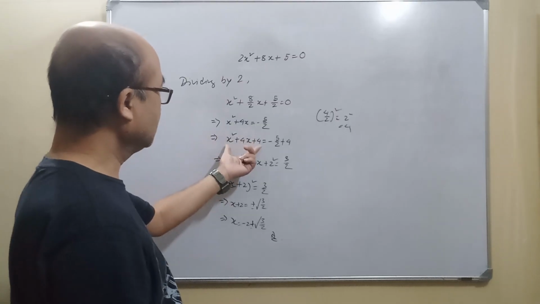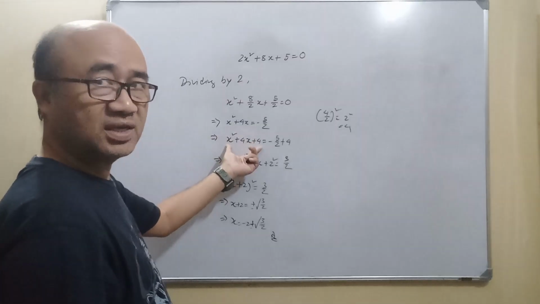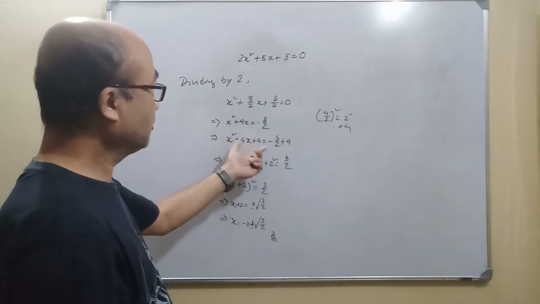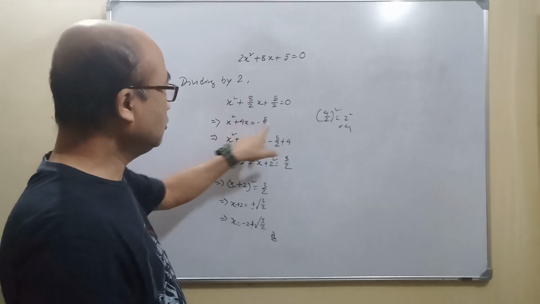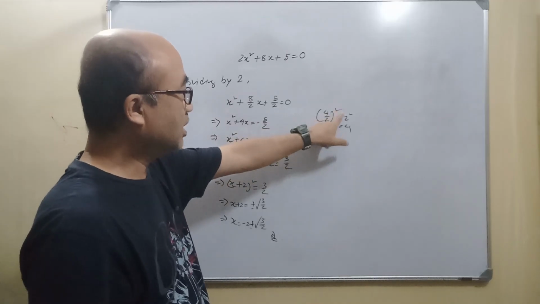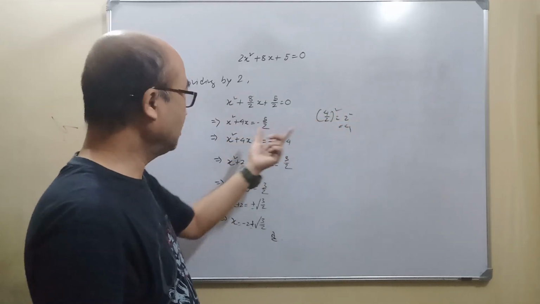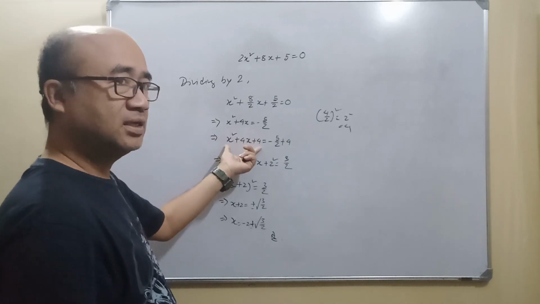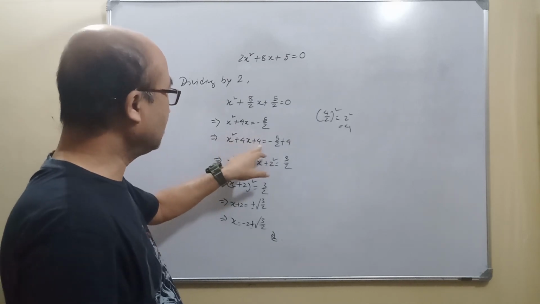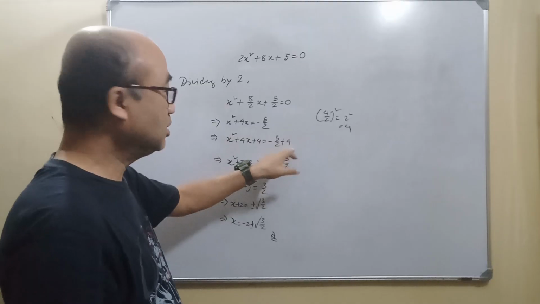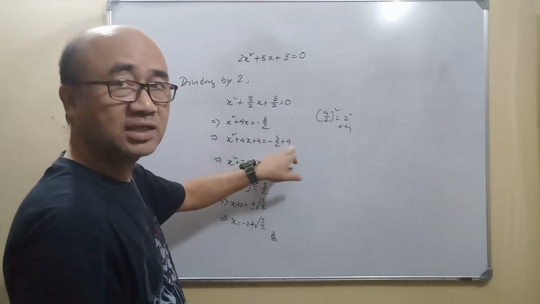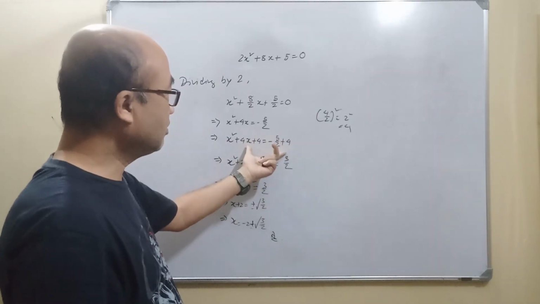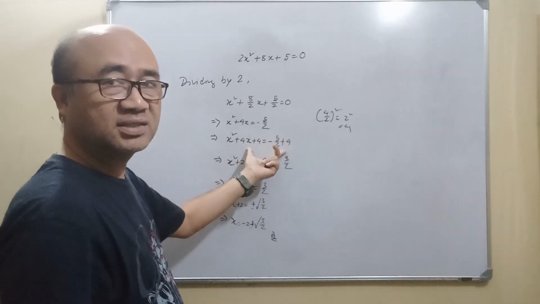Same process we have used previously to make it a perfect square. Divide the coefficient of x by 2, then square it, then we get the number that we have to add to the left hand side. And since we are adding the number, we have to add it to the right hand side also, so that the equation remains same on both the sides.